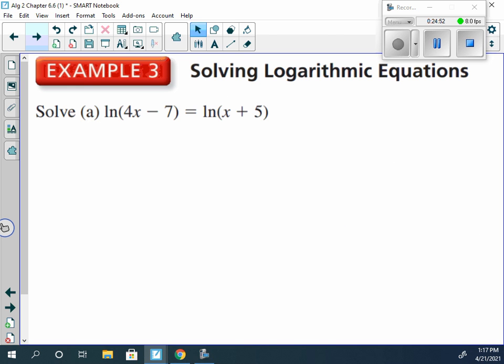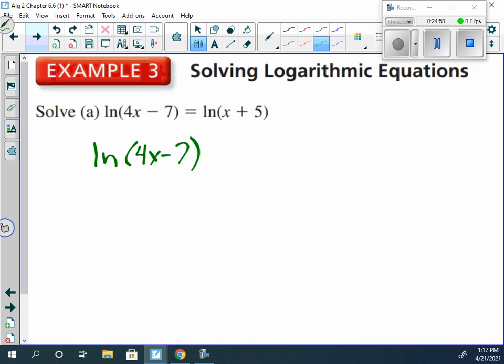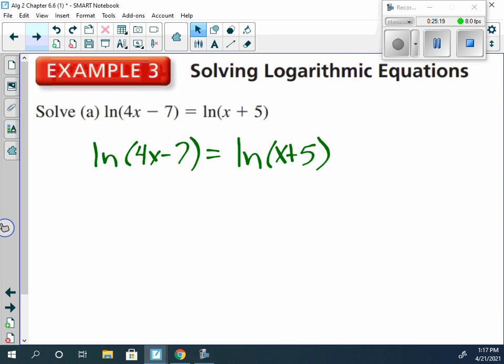Now if we look at this first one here, well, I have a natural log and a natural log. They are the same, yes? So since they're the same, we can set what's inside the logs equal to each other, yes? Now, I'm going to write an additional step. You do not have to write this, because I think most of you all have already written that 4x minus 7 is equal to x plus 5, yes? Because they are equal.